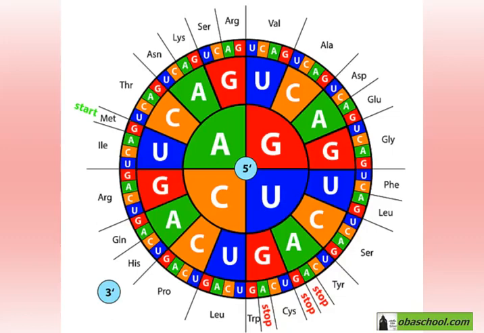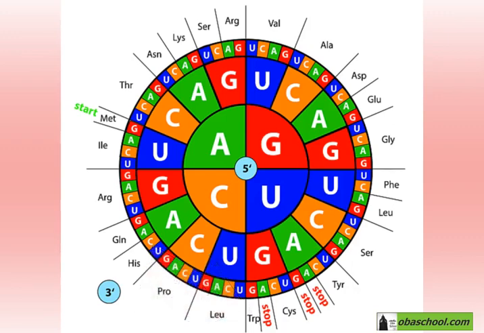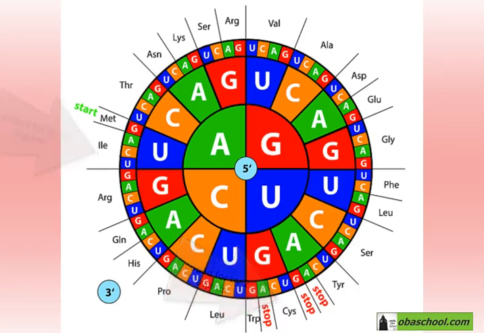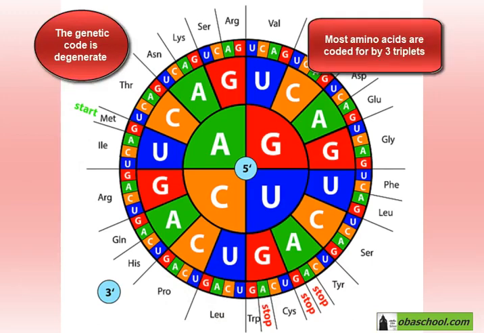The following are the features of the genetic code. First, there are very few amino acids that are coded for by only a single triplet. Most amino acids are coded for by either 2 or 3 triplets each. This is what makes the genetic code what we call degenerate. It's a degenerate code because most amino acids are coded for by more than one triplet.